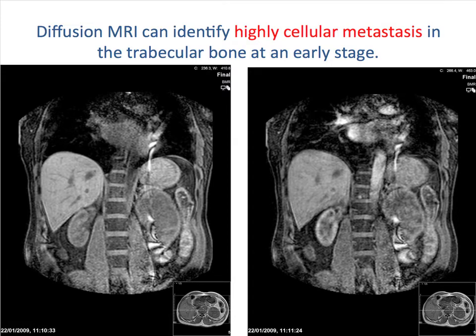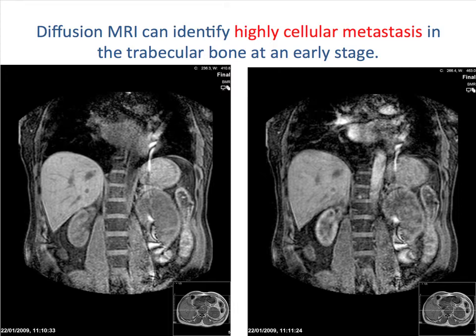This is a highly cellular metastasis, so the characteristic of this disease is a very highly cellular process, and this is a diffusion MRI scan, and basically what this means is it looks at the restrictive movement of water. Water naturally moves via Brownian motion, and if you have a very cellular pattern, this should shine up very brightly. This is your normal MRI scan on the left here, and you can see this is the most sensitive way we have at the moment of identification of early disease.